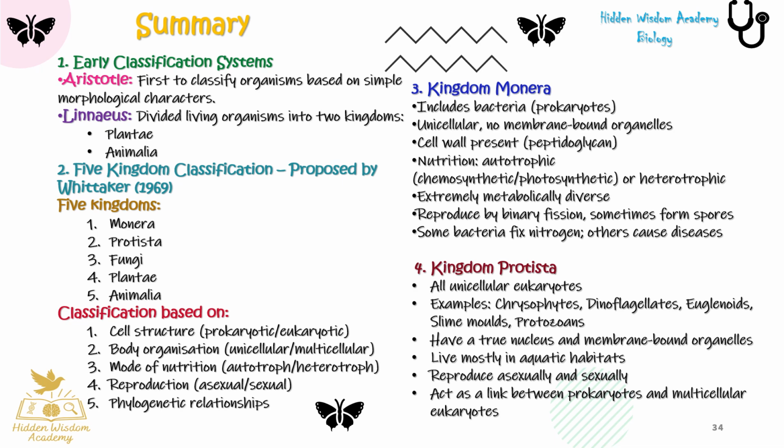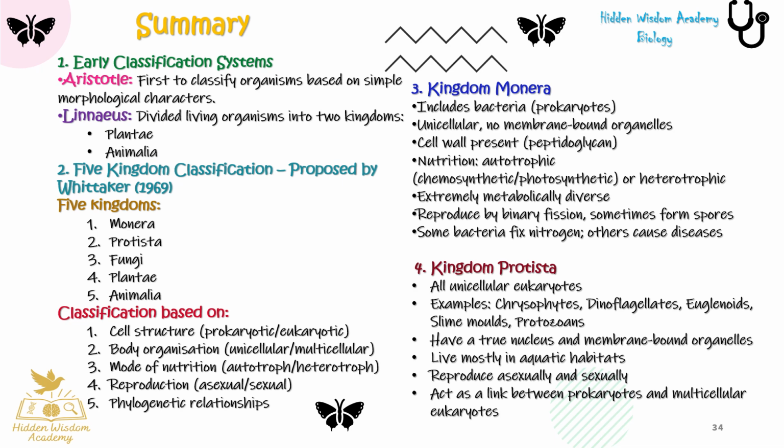3. Kingdom Monera. Includes bacteria, prokaryotes. They are unicellular, they have no membrane-bound organelles. Cell wall present, peptidoglycan. Nutrition: autotrophic, chemosynthetic, photosynthetic, or heterotrophic. Extremely metabolically diverse. Reproduce by binary fission, sometimes form spores. Some bacteria fix nitrogen, others cause diseases.